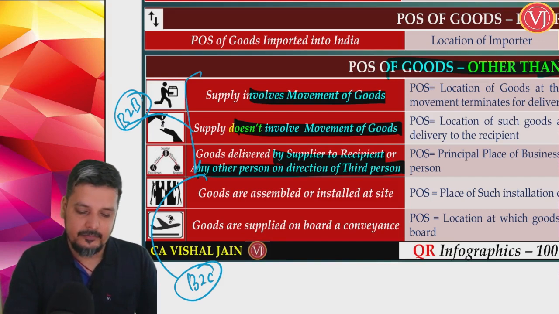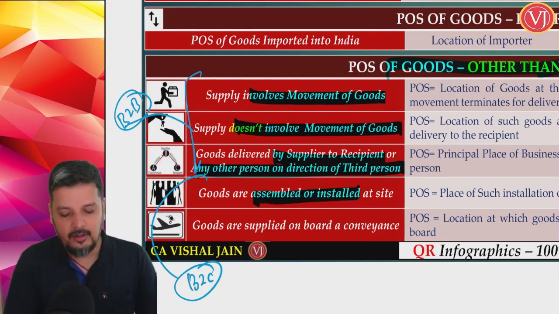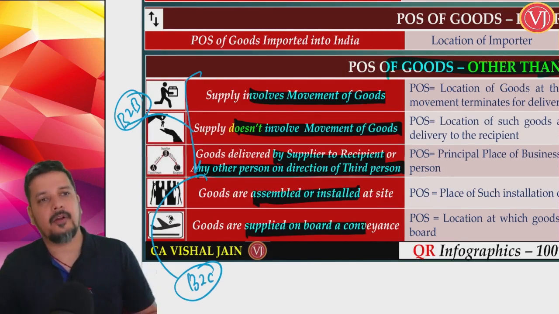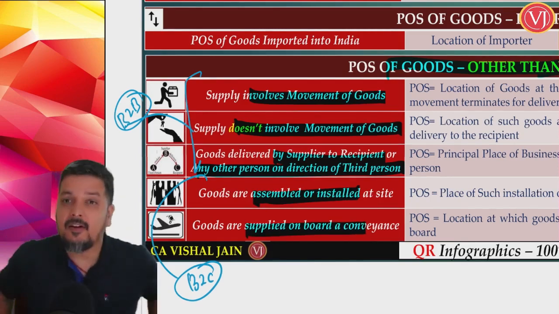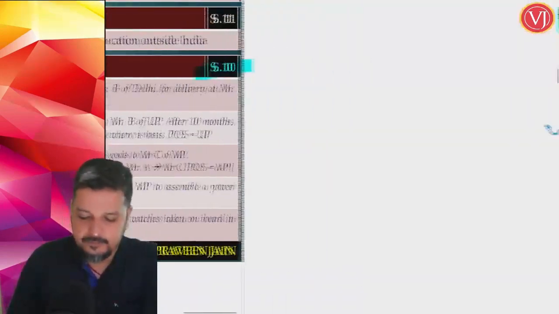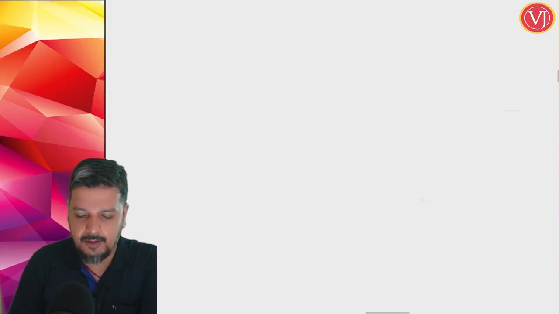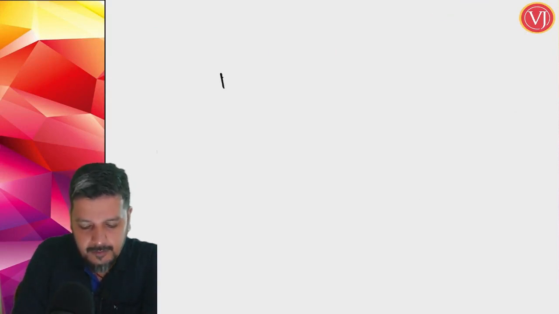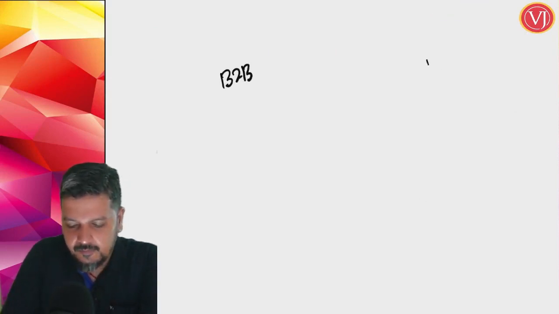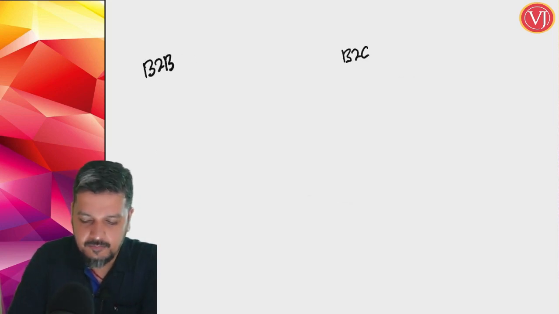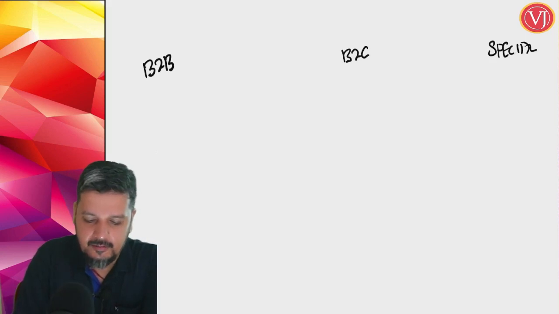Then next is where goods are assembled or installed at site, special cases, or goods are supplied on board a conveyance. These are all special cases. We'll give this in a simple manner: first, we'll split that into B2B and B2C, then special.